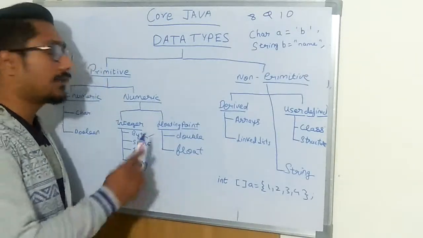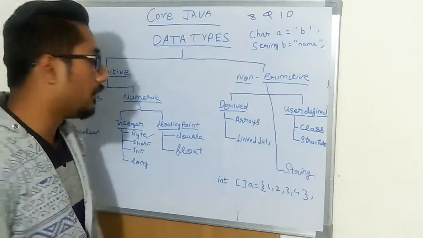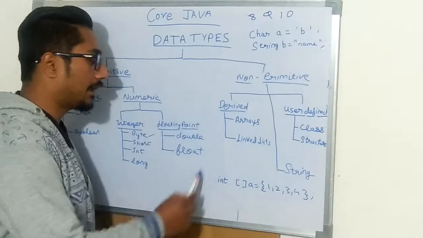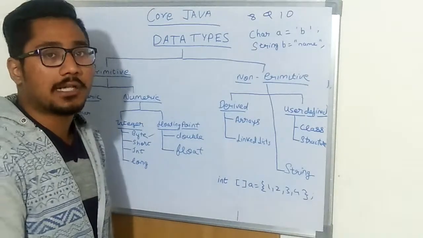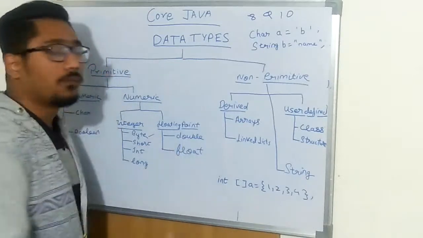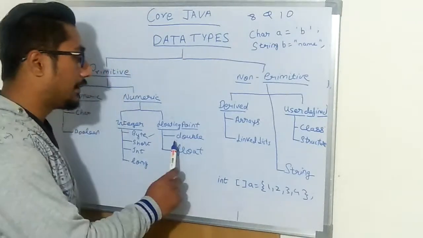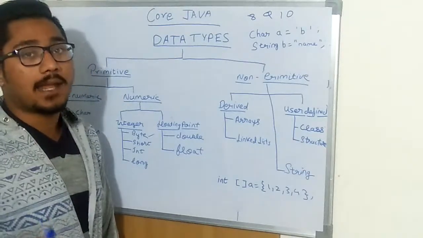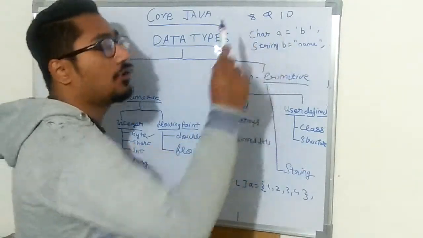All right. Now let's come on to the point values and decimal values. Many people have this question: when to use the double data type and when to use the float data type, because they do almost the same work. So this is the answer to the question.